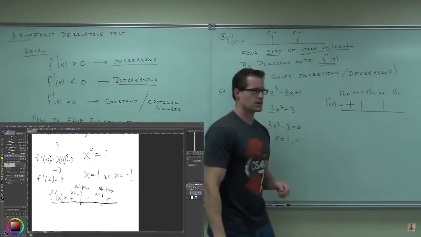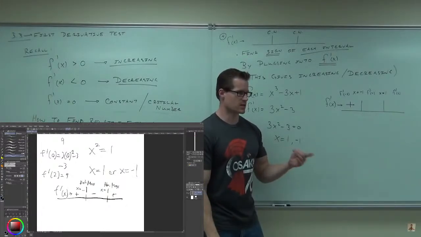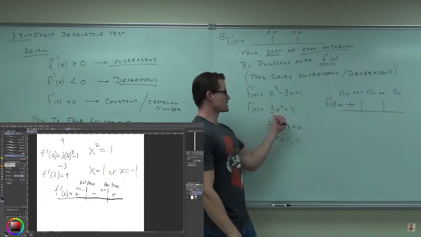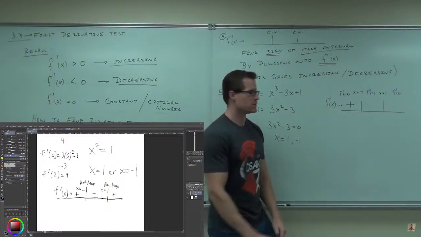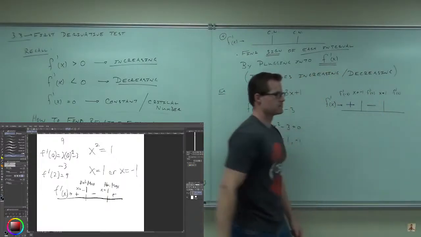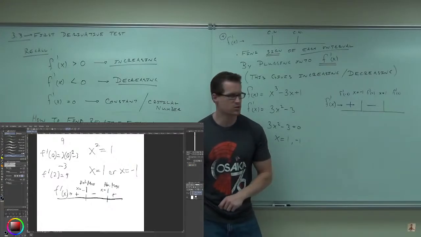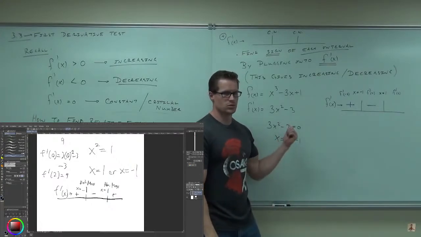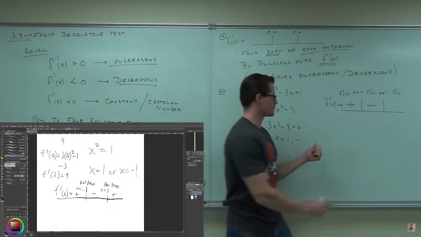Positive. You get positive 9, right? I don't care about 9. I care whether it's positive or negative. That's the key. Plug in 0. I get 0 minus 3. What's that? Negative. Don't care about what the value is, just positive or negative. How about 2? Positive.